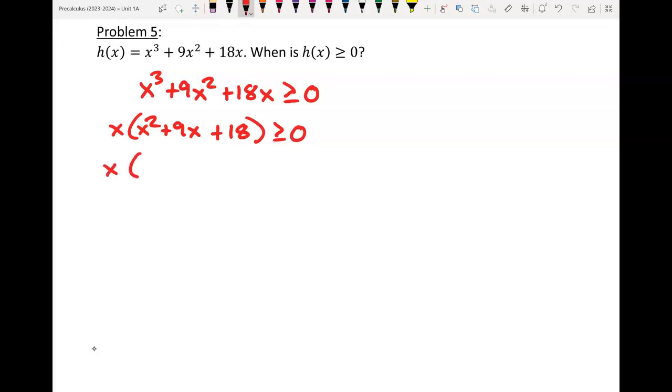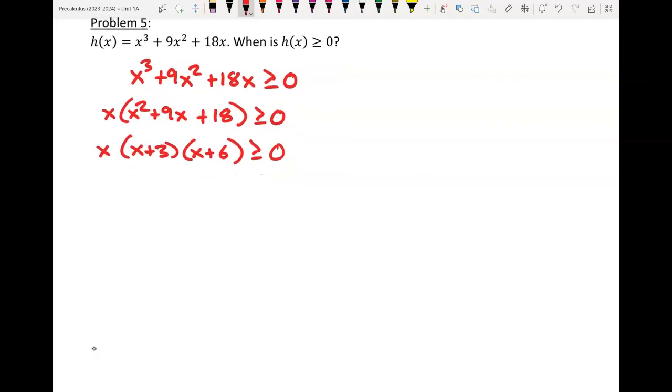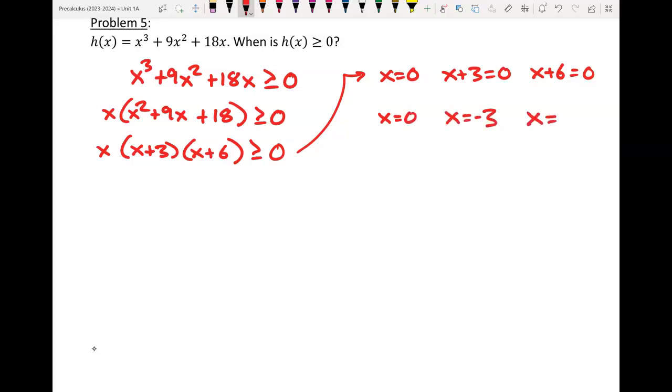And so we have x, and that looks to be factored to x plus 3 and x plus 6. X plus 3, x plus 6, and that is still greater than or equal to 0. So we go ahead and find our zeros then. x is equal to 0, x plus 3 is equal to 0, and x plus 6 is equal to 0. So we have x is equal to 0, x is equal to negative 3, and x is equal to negative 6. There are our zeros, our critical points right there.